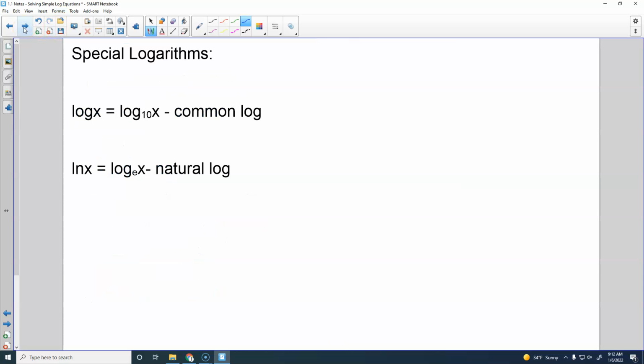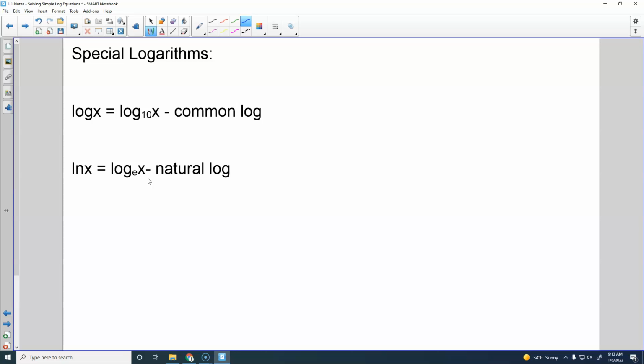So, some special logarithms to talk about, ones that are used really often. The common log: if you ever see log written without a base, it is assumed that that base is 10. So whenever you see log x, that is log base 10 of x. And then for natural log of x, that is a log base e.